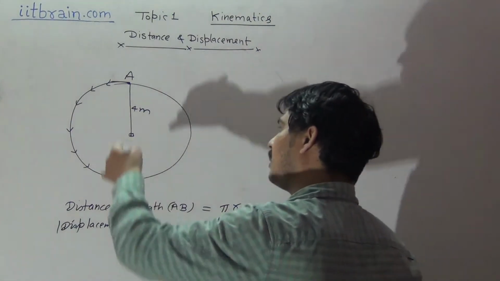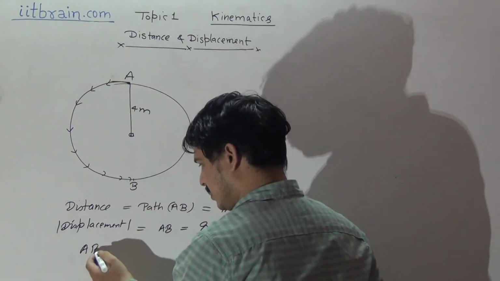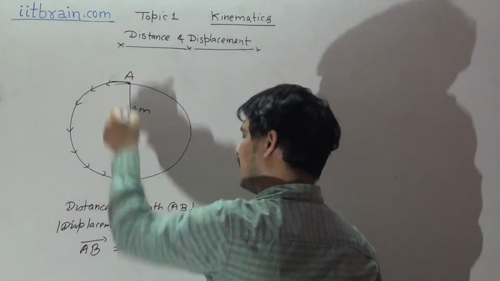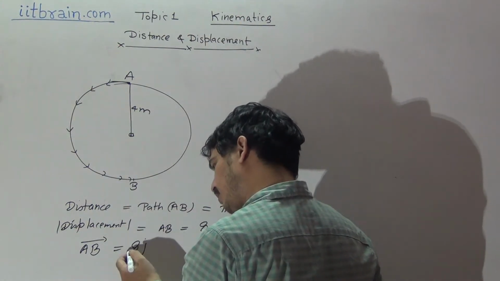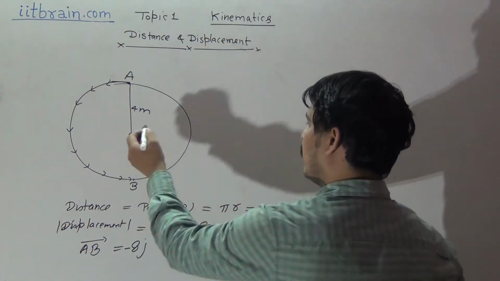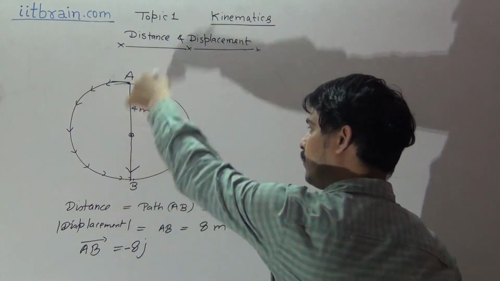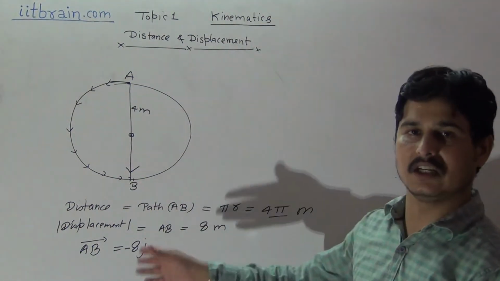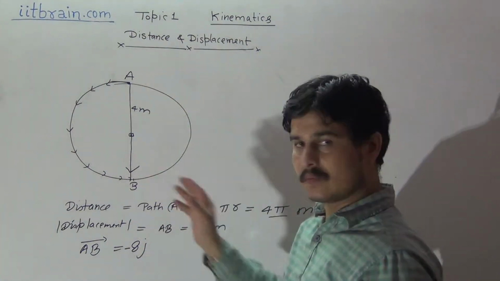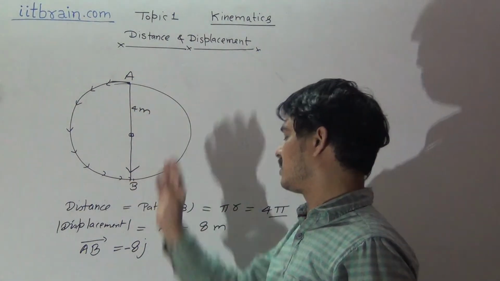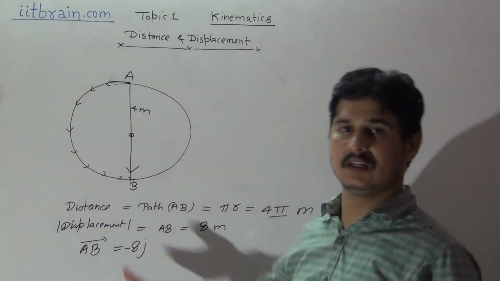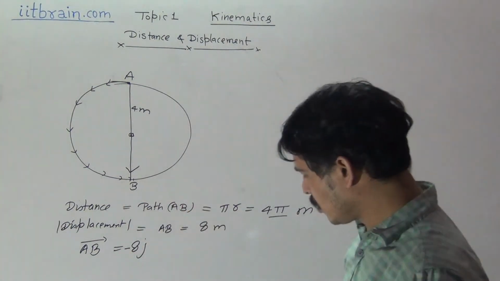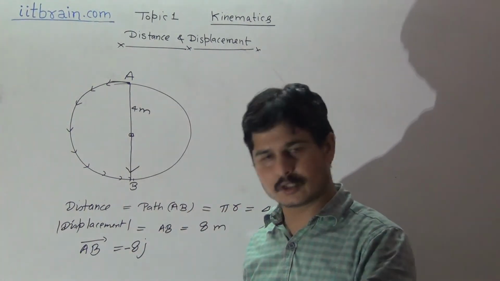If you want to write the vector of displacement AB, then it would be 8j with a negative sign. Again, I want you to see that this is a downward vector, so it will be written with a minus. Minus 8j will represent this vector. If the particle went from A to B upward, we would calculate plus 8j from our general theory. So this is a common difference between distance and displacement.